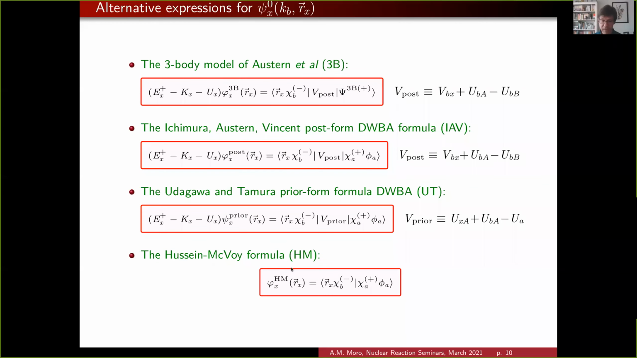And we have one additional formula, the one proposed by Hussein and McVoy, essentially the same year, that doesn't contain any potential. So this formula is a sort of overlap between the initial state described like this and the final state like this. So this is the Hussein-McVoy formula. Clearly, not all these expressions can be correct. They lead to different results.